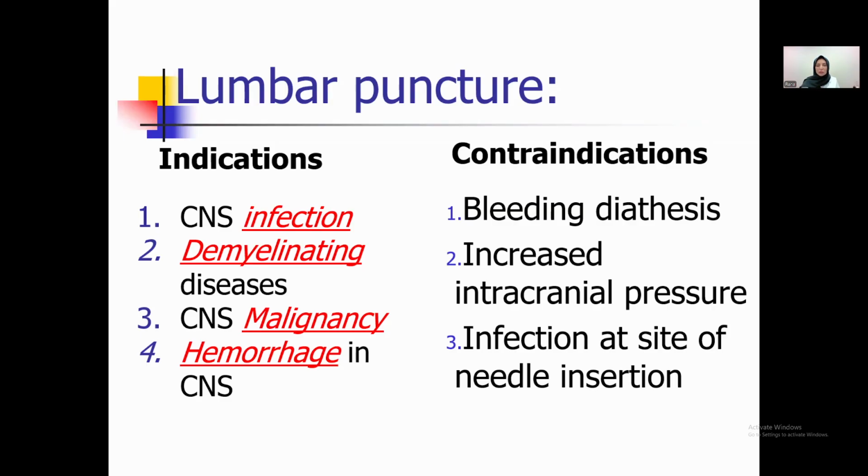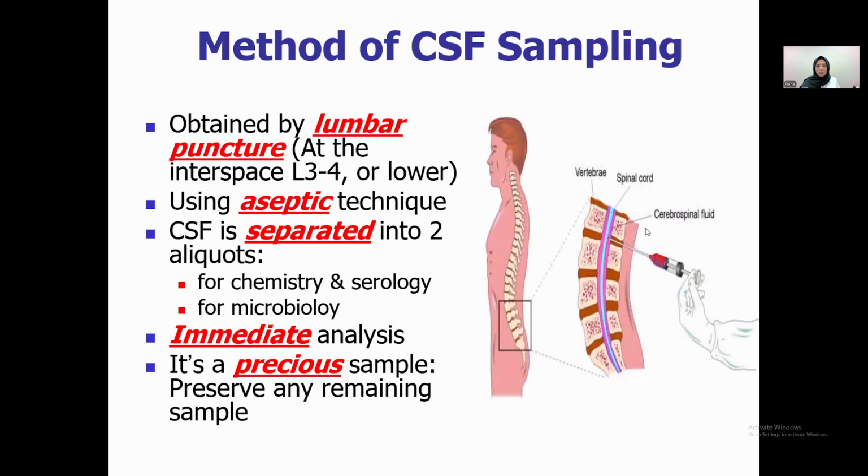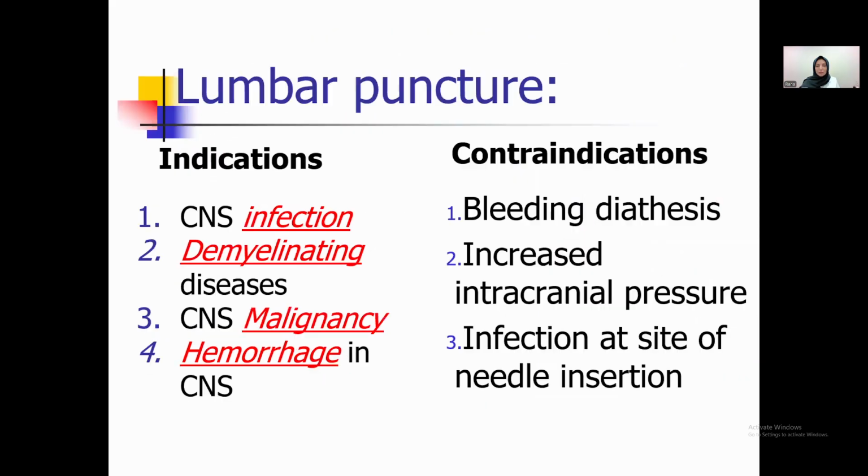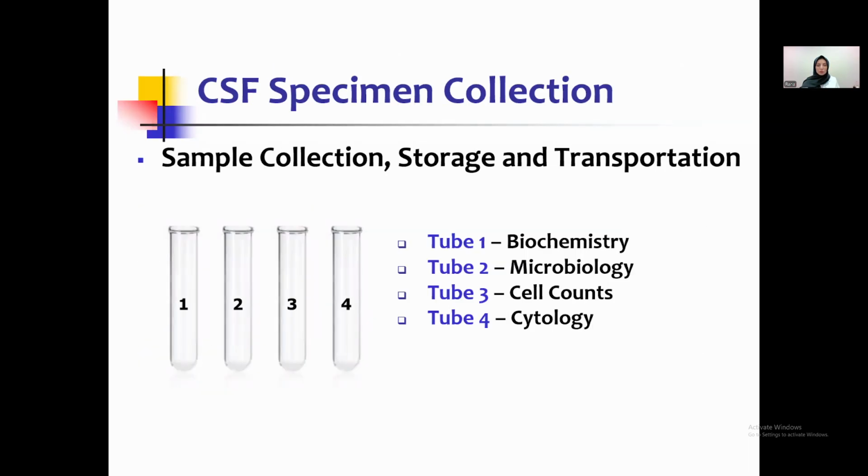Let's go to the slide before. If there is an abscess or any skin infection at the site, we don't do a lumbar puncture, because it might transfer the infection from the skin internally to the CSF as well. So the indications are infection, disseminating disease, malignancy, and hemorrhage, while the contraindications are infection at the site of needle insertion, increased intracranial pressure, or bleeding disorders, such as DIC or other disorders.